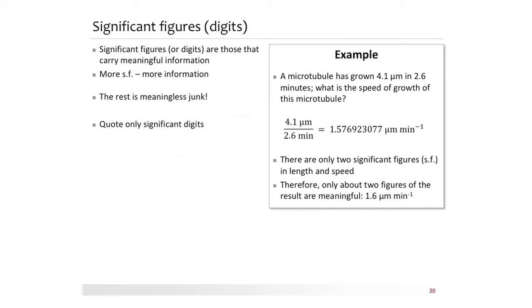So first of all, we need to revise the idea of significant figures, or digits. Significant figures are those that carry meaningful information. It's a simple definition: the more significant figures in a number, the more information you have. What is important is that the rest behind the significant figures is meaningless junk. And you don't want to publish junk, do you? So quote only significant figures or significant digits.